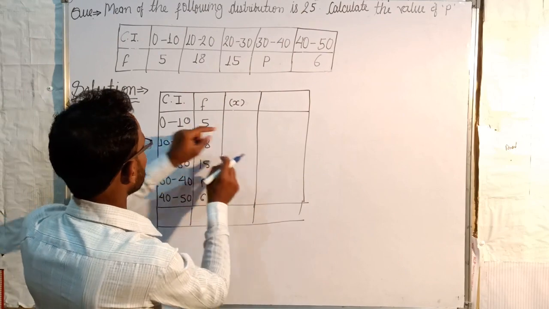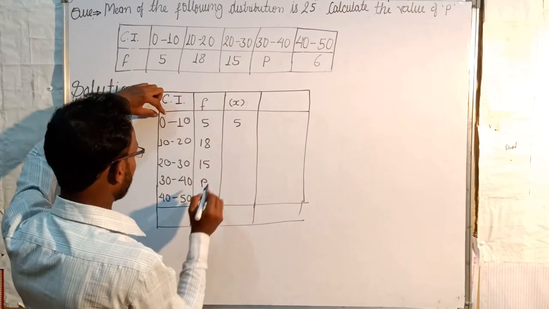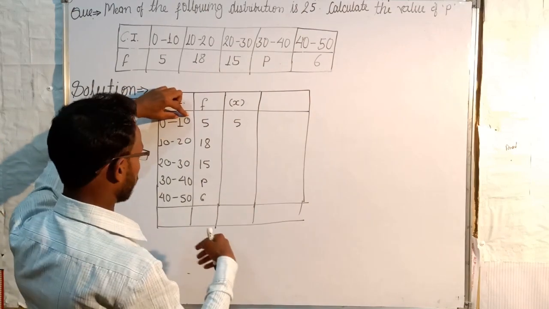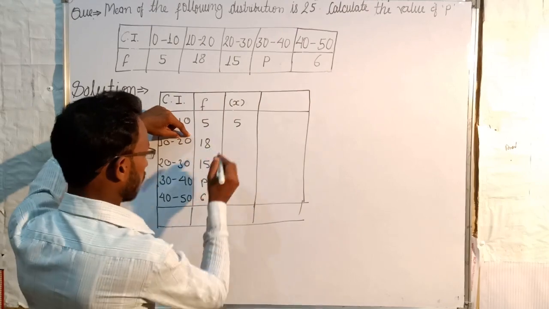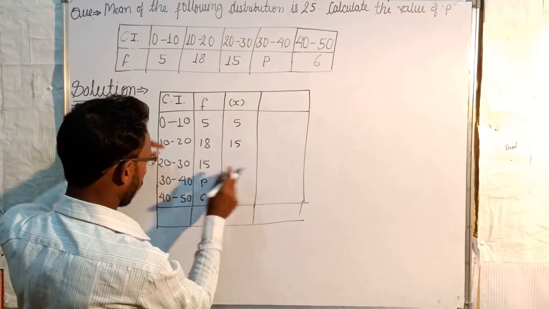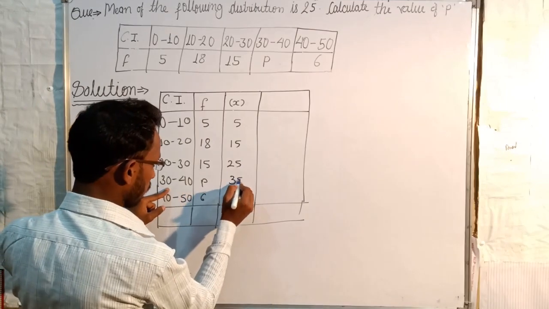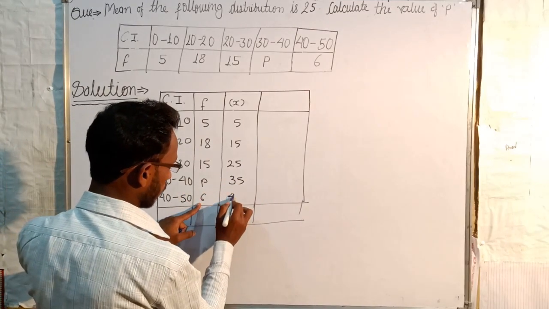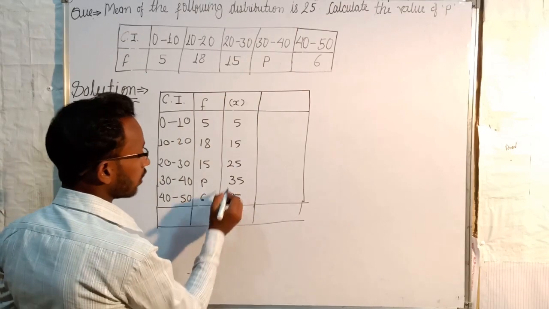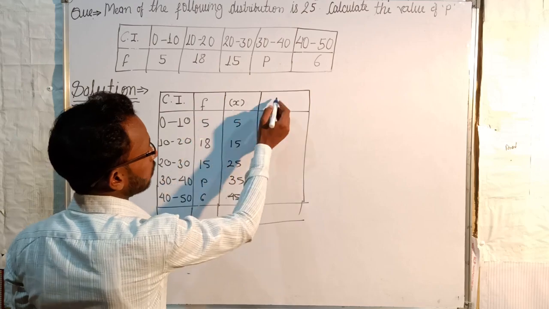Now find the class mark. The class mark of 0 and 10 will be how much? 5. Add the lower limit and upper limit and halve it. Again, 10 plus 20 becomes 30, half of 30 is 15. In this way you can find all the class marks. This becomes 25, this becomes 35, and this becomes 45. Now you will have to multiply the frequency and the corresponding class marks.